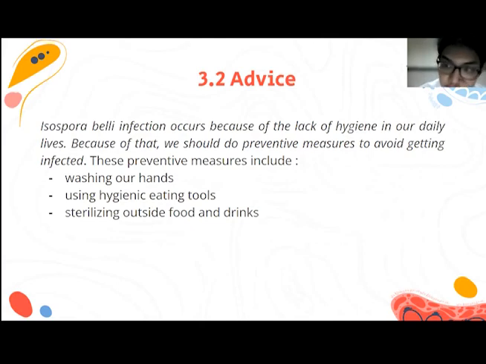Next, I'm going to give some advice. The advice is as follows. Isospora belli infection occurs because of the lack of hygiene in our daily lives. Because of that, we shall do preventive measures to avoid getting infected. These preventive measures include washing our hands, using hygienic eating tools, and sterilizing outside foods and drinks.